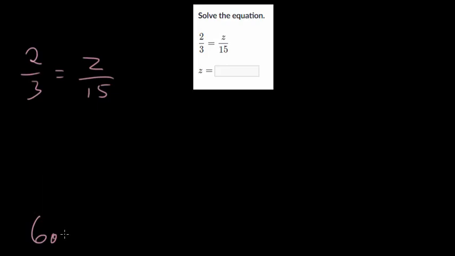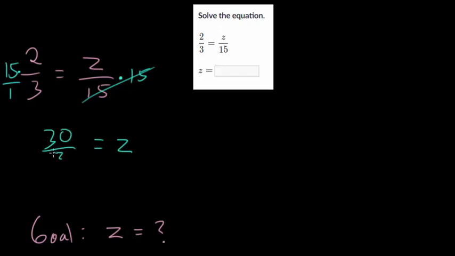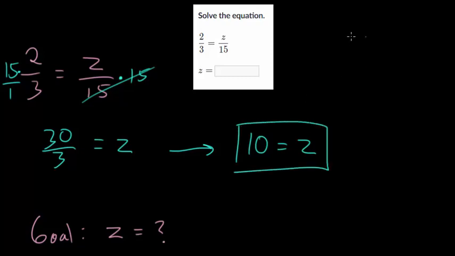Our goal, as always, is to get the variable by itself, in this case z, equal to something. So right now z is divided by 15, and so we need to cancel out that division. We will do that with multiplication. Multiply both sides by 15. I'm going to put this over 1 so we can multiply fractions here. And 15 divided by 15, these cancel, and you just get z on the right side. And on the left, you get 15 times 2 up top, which is 30, and 1 times 3, which is 3, down below. And so 30 divided by 3 is just 10. So z would be 10 in this case, and we can check it.